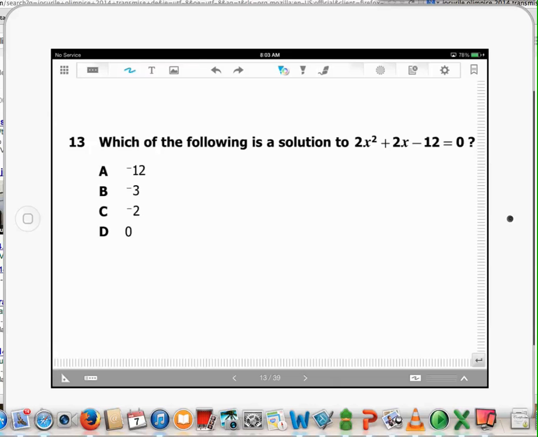What do you guys notice in here? Check the coefficients and the free term in your equation. 2x squared, 2x, minus 12. Each one of them is divisible by 2, which allows me to divide each one of them by 2. Now, what do you have? 2 divided by 2 is going to be 1. Your equation will be x squared, 2 divided by 2, 1, plus x, minus 12 divided by 2 will be minus 6. Everything equals 0.